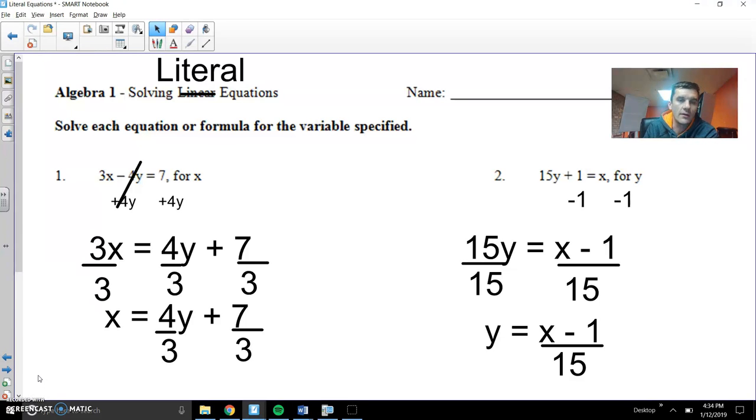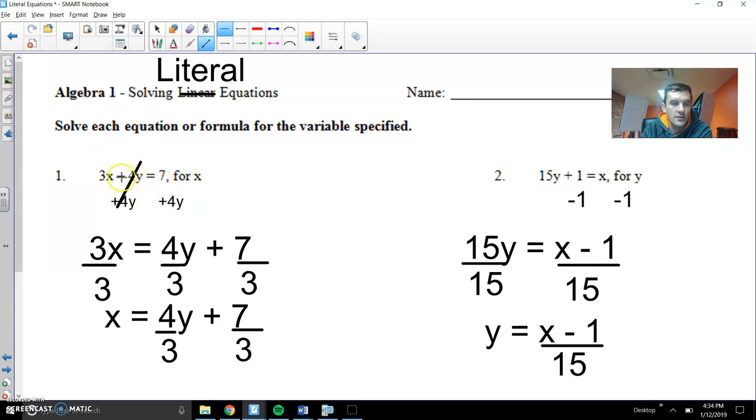That means you're basically manipulating to solve an equation or a formula for a certain variable. And so let's walk through a few of them. I'll do half of them with you and kind of walk you through them, and then you're to try the other half. So the first thing I look for is, what am I solving for?